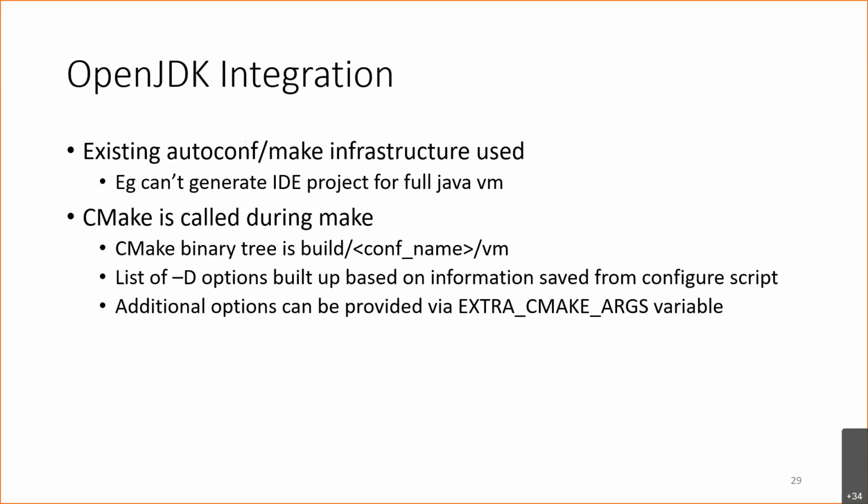And then also the list of -D options that we pass to CMake is built up based on information that we've saved when executing the configure script. But on top of that, you can provide extra options if you want with the extra CMake args environment variable, just in case you need to specify something differently, a capability that hasn't been put into the extensions yet.